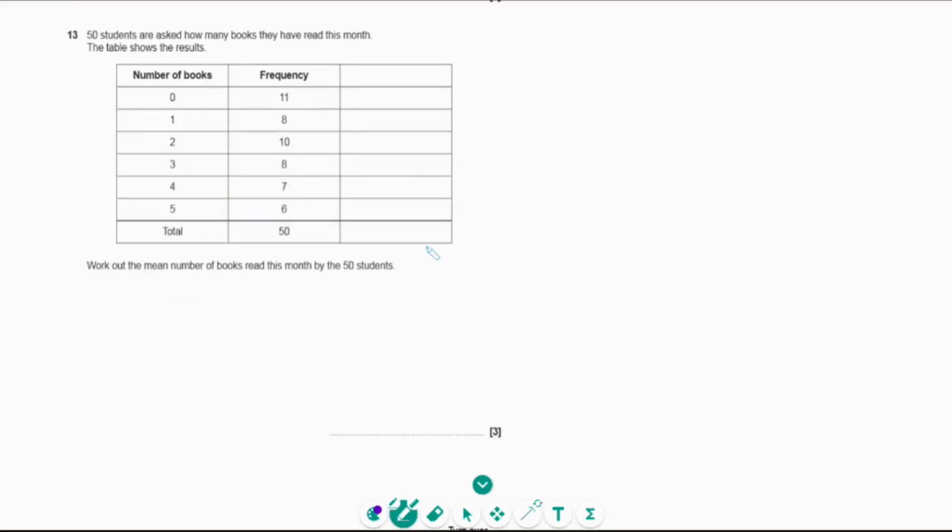50 students are asked how many books they have read this month. The table shows the results. Work out the mean number of books read this month by the 50 students. So to work out the mean from a frequency table, we do number of books times frequency to work out how many books have been read in total. So 11 students read 0 books, that's 0. 8 students have read 1 book, that's 8 in total. 10 students read 2, that's 20. So we're just timesing all of these.